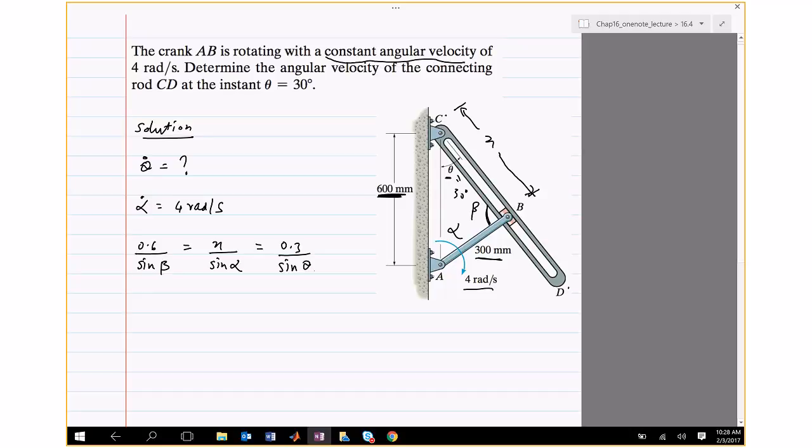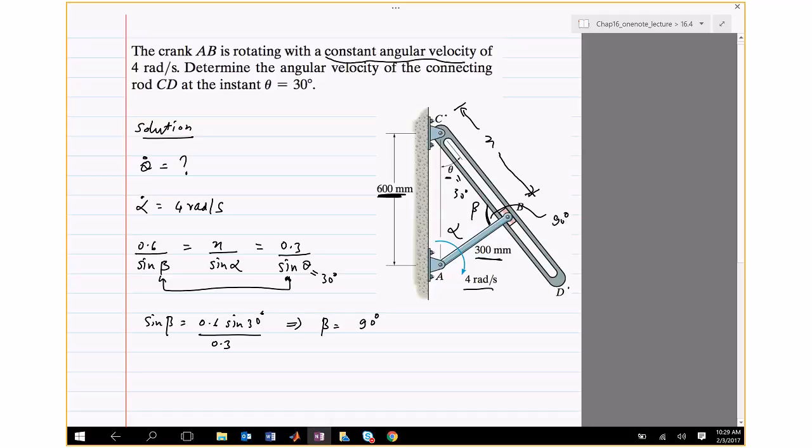Okay, so I know this is 30 degrees, right? So then I can use these two, I can equate this to that to get sine beta equals 0.6 sine of 30 degrees divided by 0.3, and if you do this math, beta comes out to be 90 degrees. Which is really nice, because once things are 90 degrees, you can use the Pythagoras theorem. So this angle here is 90 degrees.